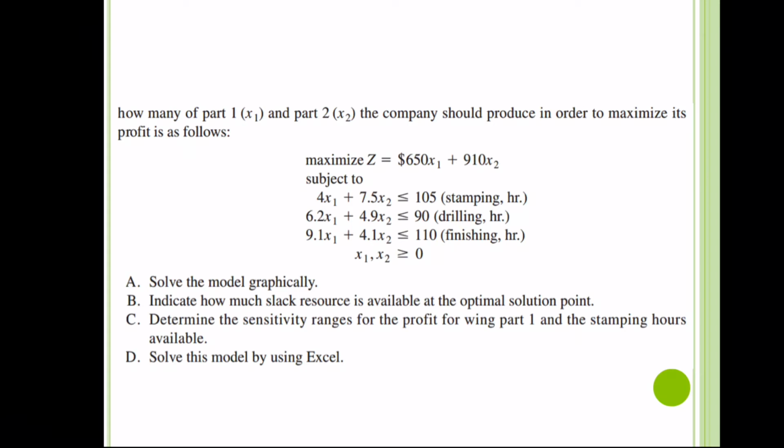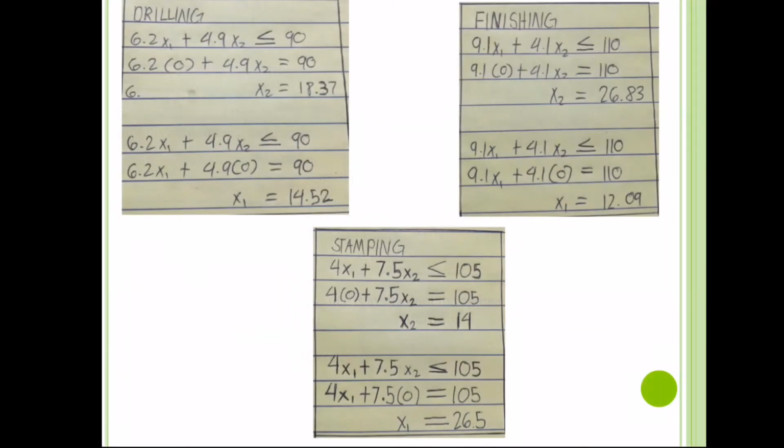Objectives: A. Solve the model graphically. B. Indicate how much slack resource is available at the optimal solution point. C. Determine the sensitivity ranges for the profit for wing part 1 and the stamping hours available. D. Solve this model by using Excel. To determine the constraint lines, we should first solve the drilling, finishing, and stamping.